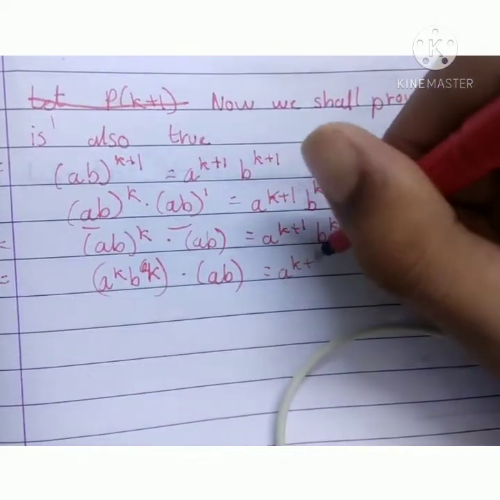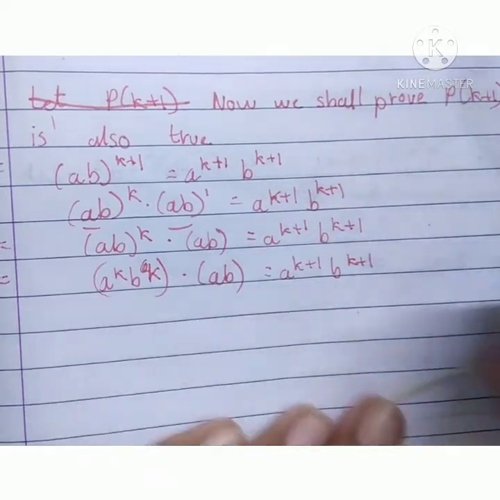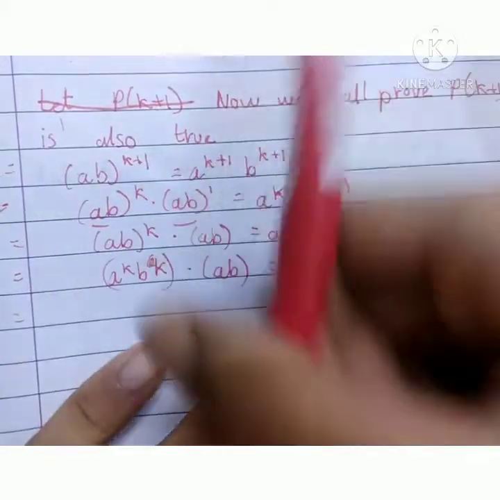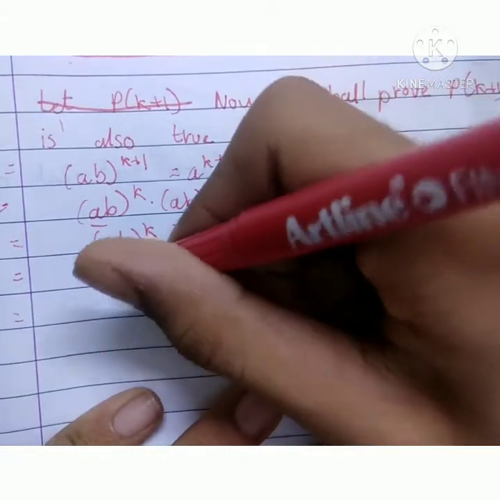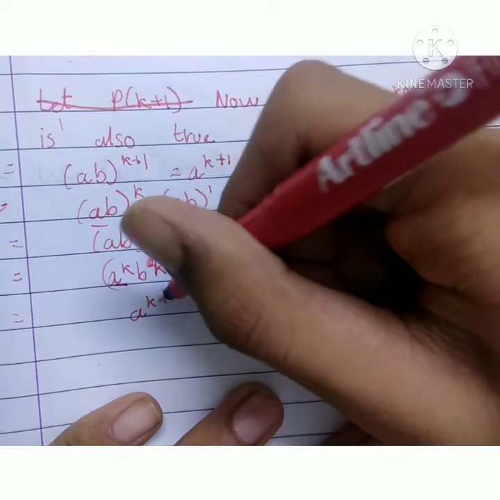So let's write b raised to k+1. Now this is in multiplication, so let's multiply them. a raised to k+1.